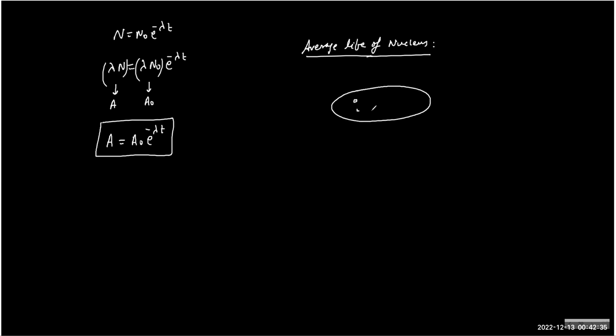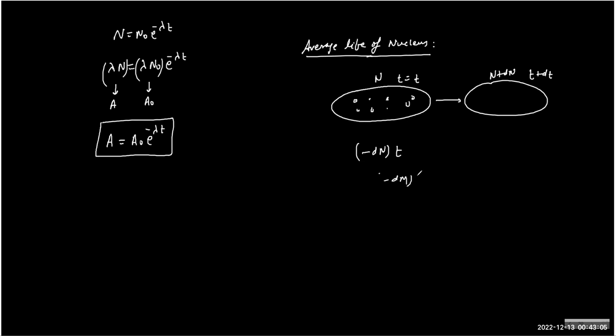Correct. So we have N number of nuclei at t equals 0, let's say, or let's say t equals t. And then after time dt, we are left with how much? N plus dN. So can I say that dN nuclei lived for at least t time? So these many nuclei lived for how much time? t. So I can say the average means dN1 into t1 plus dN2 into t2 and so on, upon dN1 plus dN2 and so on.